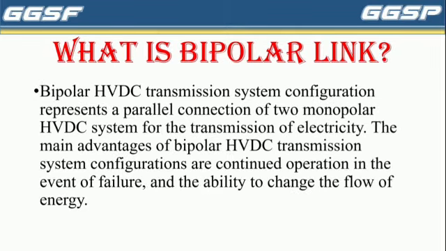What is a bipolar link? A bipolar HVDC transmission system configuration represents a parallel connection of two polar HVDC systems for the transmission of electricity. The main advantages of the bipolar HVDC transmission system configuration are continued operation in the event of failure and the ability to change the flow of energy.